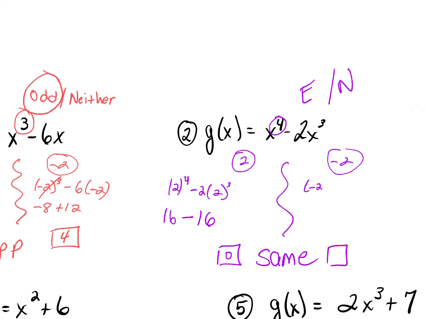Now I have negative 2 to the 4th power minus 2 times negative 2 cubed, right? What's negative 2 to the 4th power? Positive 16, right? And then negative 2 cubed is negative 8 times negative 2 is positive 16. What's 16 plus 16? 32. Are those two answers the same? No. So what's my function? Neither. Be careful, guys. That would have been really easy to just go, oh, it's probably minus 16, right?